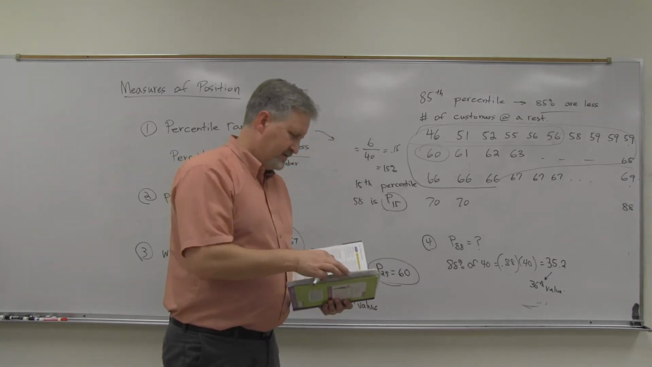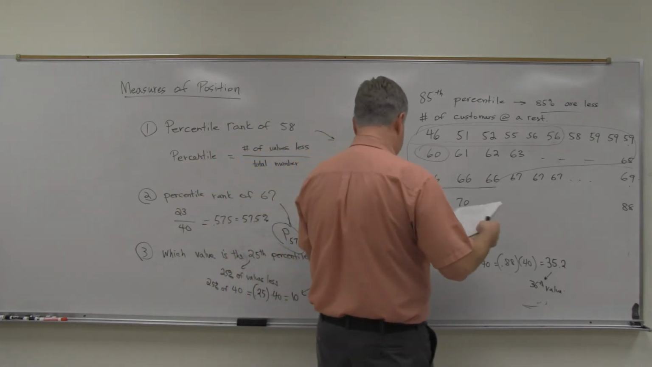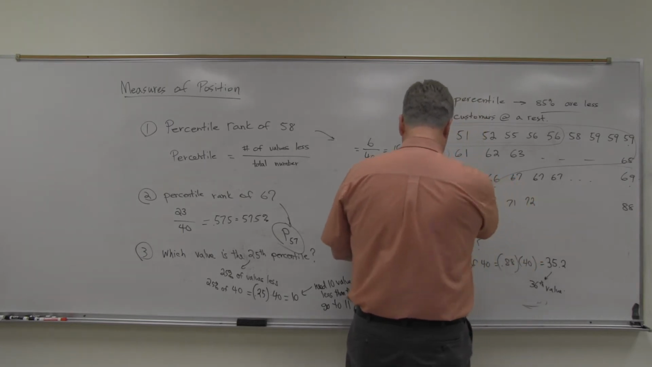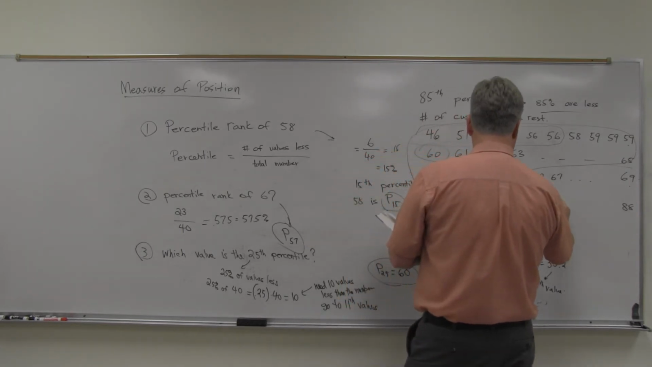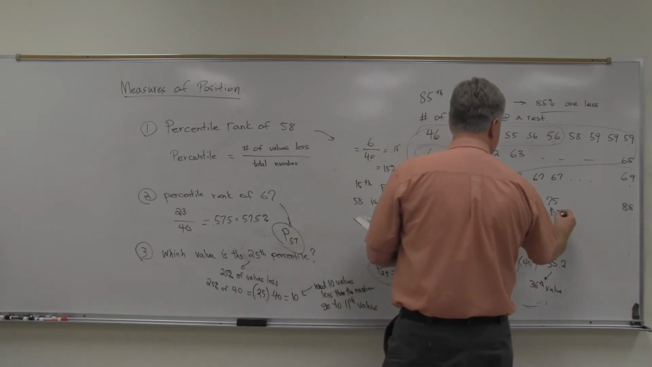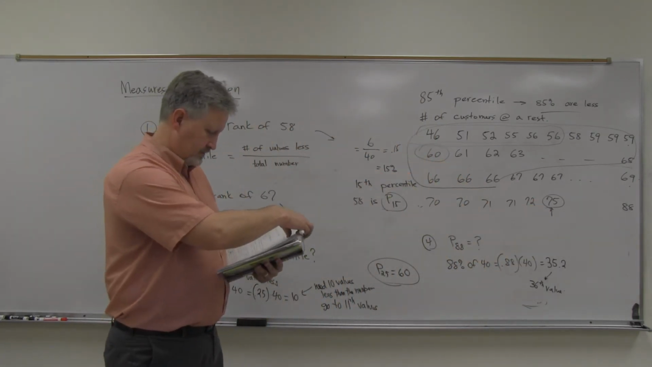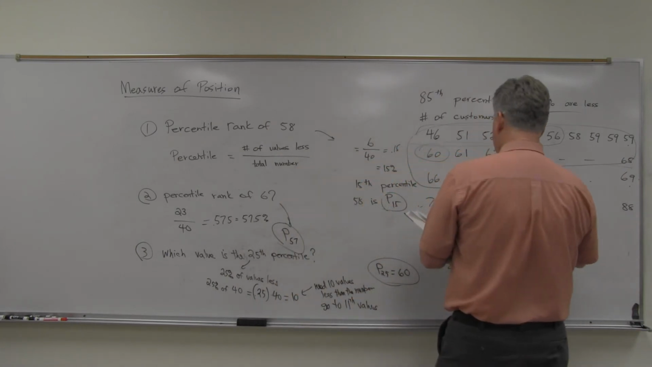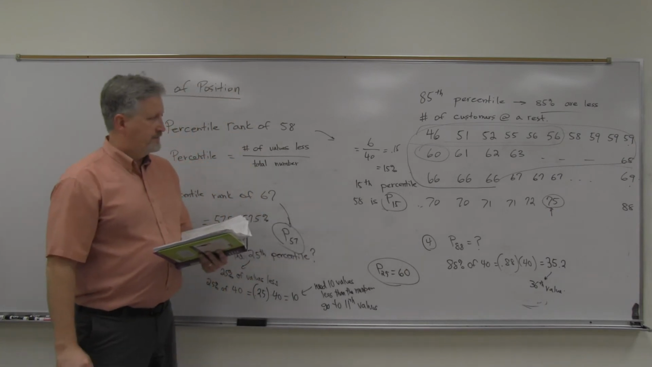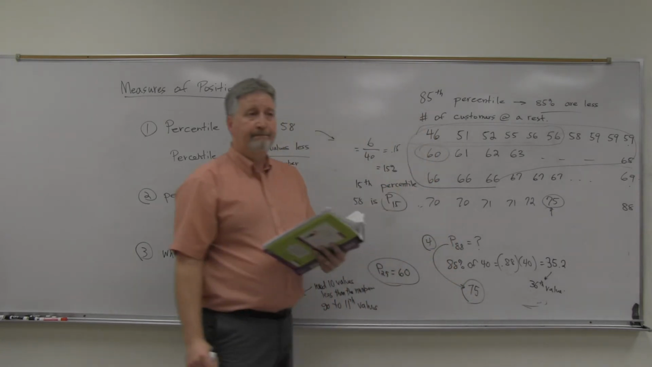Let me write those down. Is it 75? Yeah, you've got 70, 71 twice, and then 72, and then 75. So the 36th value is the 75 right there. The 72 is the 30, wait, is that the 30? Yeah, that's 75. Okay.